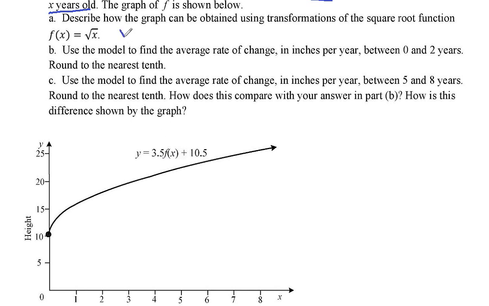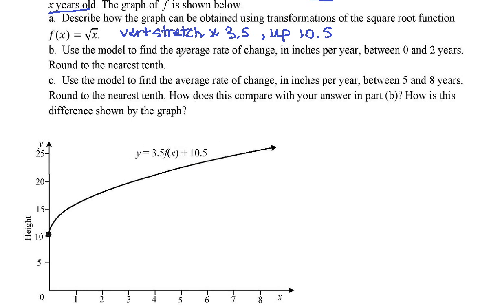Okay, so vertical stretch times 3.5. And then the plus 10.5 on the outside shifts it up 10.5 units. So stretch it vertically by a factor of 3.5, shift it up 10.5, and you'll have this function from the square root function.